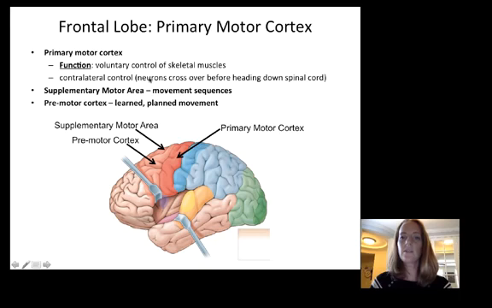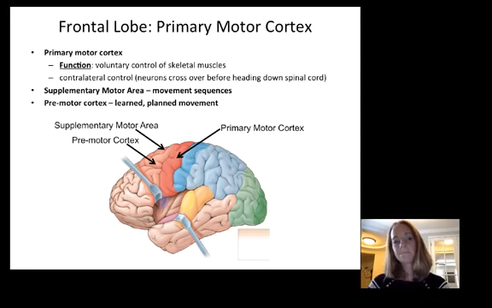These neurons cross over before they head down to the muscle, or down the spinal cord to the final motor neurons controlling the muscles. Because of that, this left side of the brain will control the muscles on the right side of the body, and the right side of the brain will control the muscles on the left side of the body. So we call that contralateral control, where if a patient has a stroke that is affecting the left side of the primary motor cortex, that patient will have paralysis or lack of movement in the right side of his or her body.